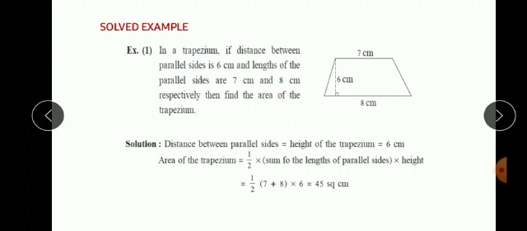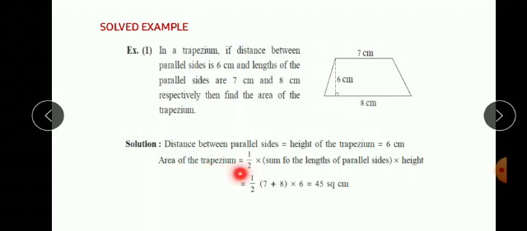Now see children, this is your trapezium and the parallel sides are given as 7 cm and 8 cm, and the perpendicular, that is the height, is given as 6 cm. So let us see the solution. Distance between parallel sides means height of the trapezium. Here these are two parallel sides and the distance between these two parallel sides is the height of the trapezium, that is 6 cm. Now what is the area of trapezium?